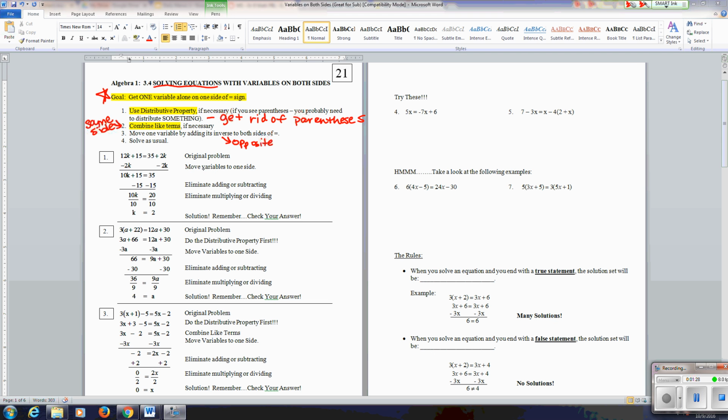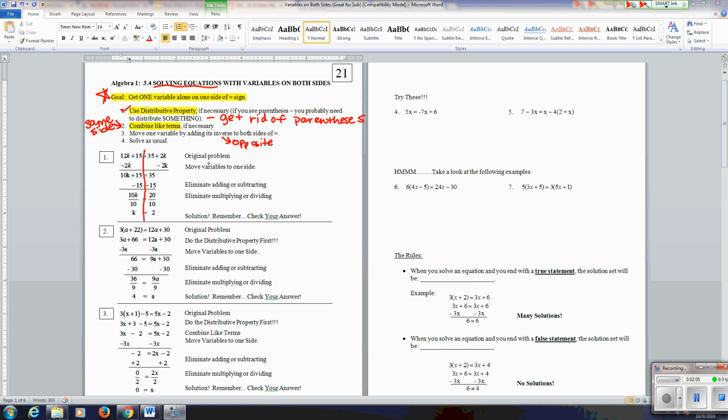So here's our first problem, original problem. We have 12k plus 15 equals 35 plus 2k. So we have a positive 12k, a positive 15, a positive 35, and a positive 2k. There are no parentheses, so step one, we check. We don't have to do the distributive property because there are no parentheses. Let's draw our line down the middle and look at this. Do we have anything on this side that we can add together? Do we have any other k's? No. Any other constants like 15? No, we do not.